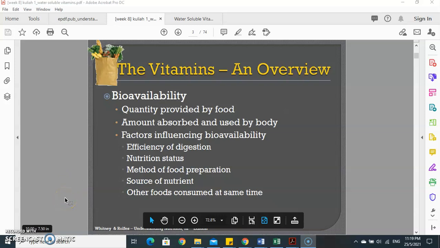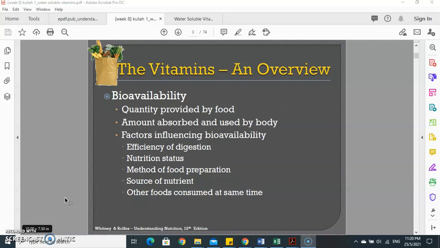So today we're going to learn about vitamins. We have two components of vitamins. One is fat soluble vitamins and the other one is water soluble vitamins. For today we're going to learn about the water soluble vitamins first. When we mention water soluble vitamins, we are referring to vitamin B and vitamin C.